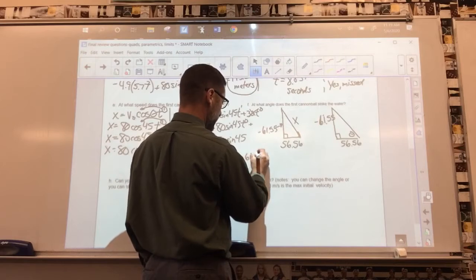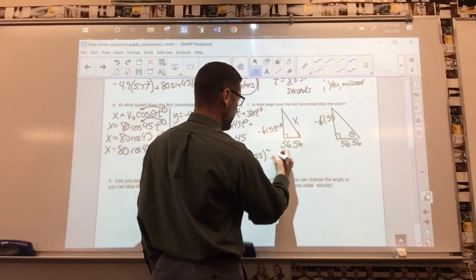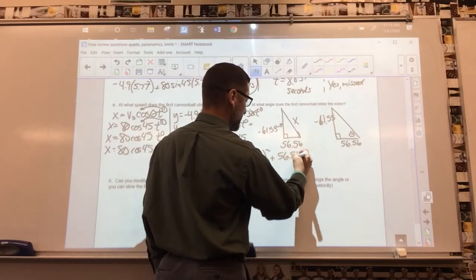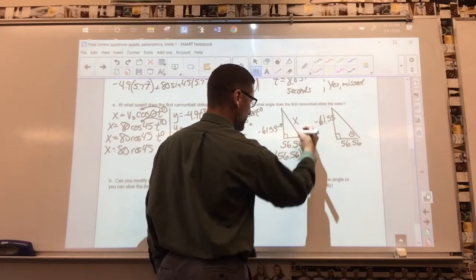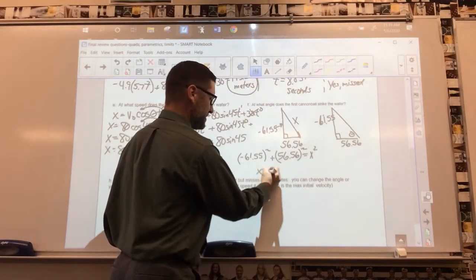Negative 61.55, all of that squared, the negative will drop out, plus 56.56 squared equals my x squared. You'll solve that out for your x.